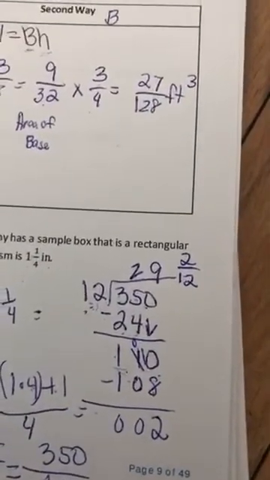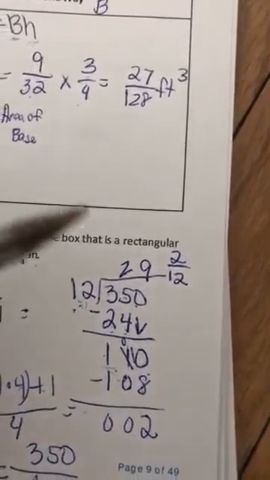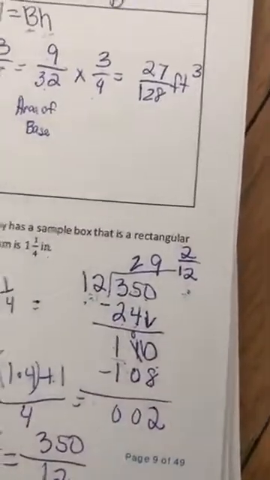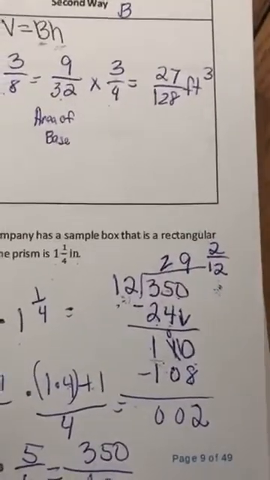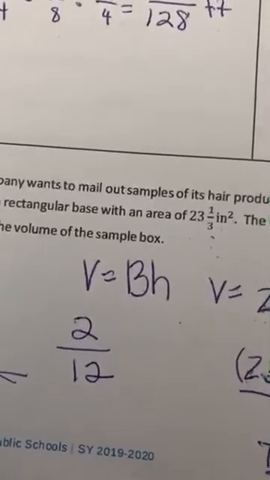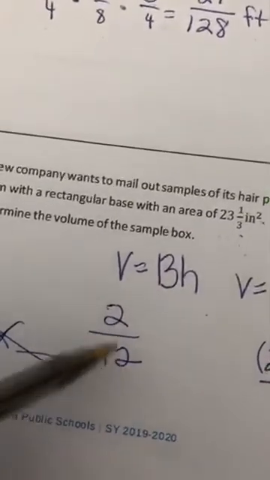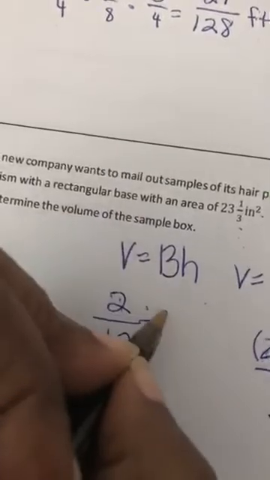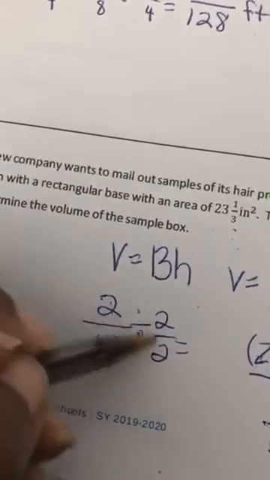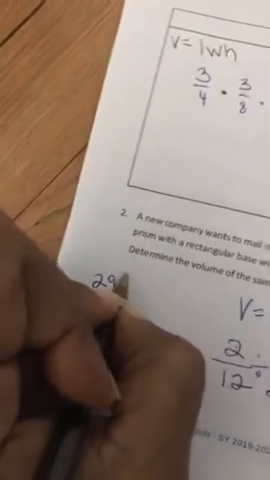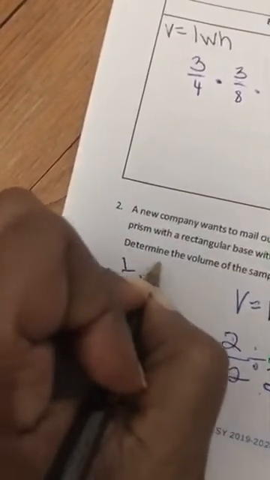Now, since we are in 6th grade now, we're going to reduce the 2/12 to its lowest term. All right? So, you have 2/12, and you have to find, remember this, the greatest common factor. The largest number that 2 and 12 have in common. In this case, it would be 2. Divide them both by 2 over 2, and we get 1. 12 divided by 2 is 6. So our final answer is 29 and 1/6 inches cubed.